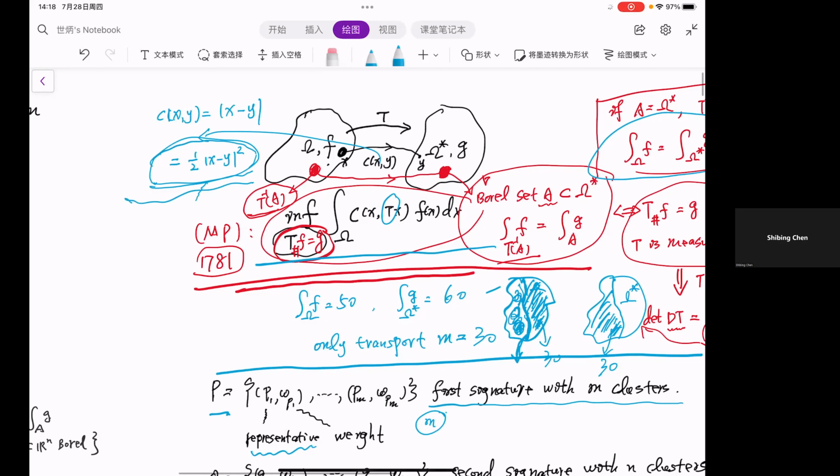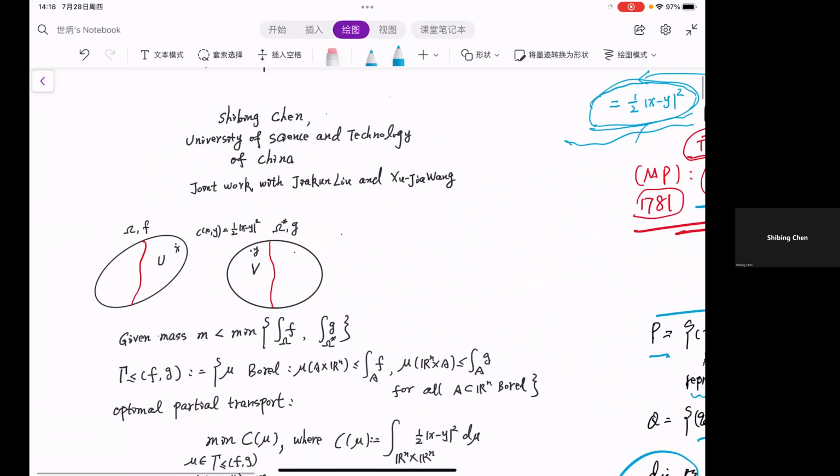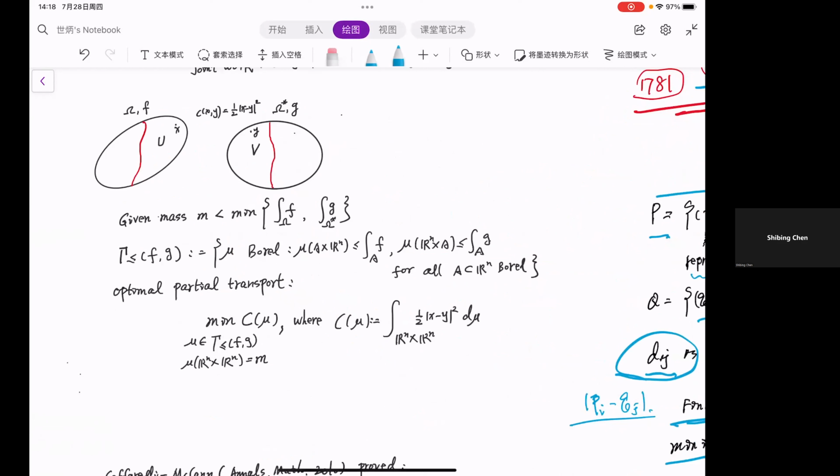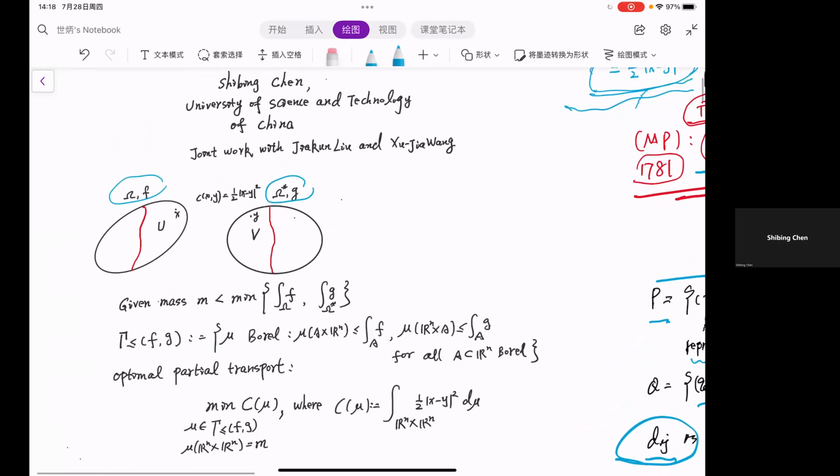So now let me introduce the problem. The formulation is like this. I will use a measure theoretic formulation of the optimal partial transport problem. You can compare it to the Earth mover distance formulation. So here you have a source domain omega with density f and a target domain omega star with density g, and the cost function is half distance squared, which measures the cost for transporting unit mass from x to y.